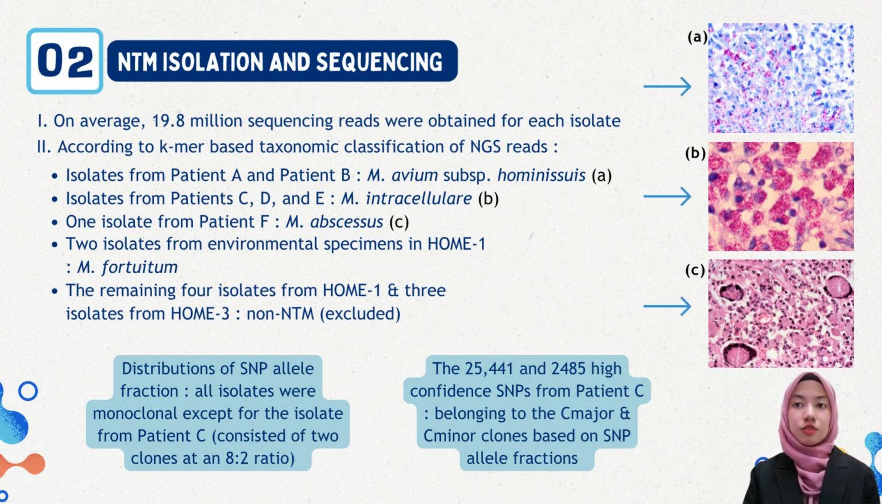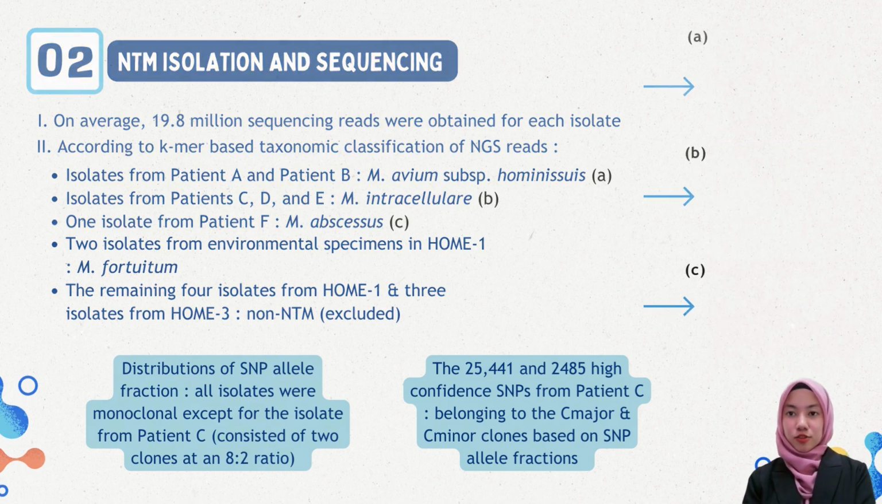The 25,441 and 2,485 high confidence SNPs from patient C belonged to the C major and C minor clones based on SNP allele fraction. The 3 pictures at the side are an example of how those Mycobacterium species look under a microscope.